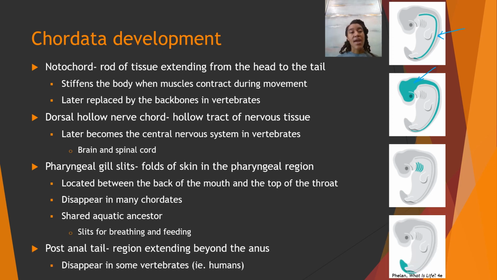Finally, all chordates have a postanal tail. So the extension that goes beyond the anus is the postanal tail. It has disappeared in many vertebrate adults, but all of the fetuses of chordates have a postanal tail, and you can see that here as this blue region.